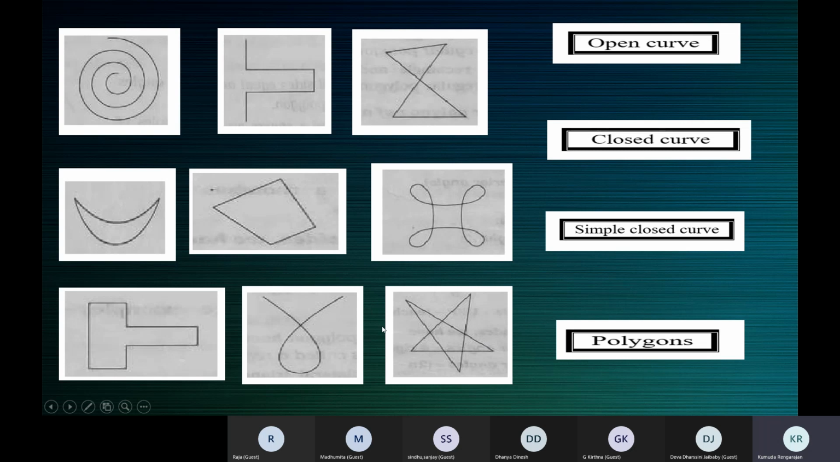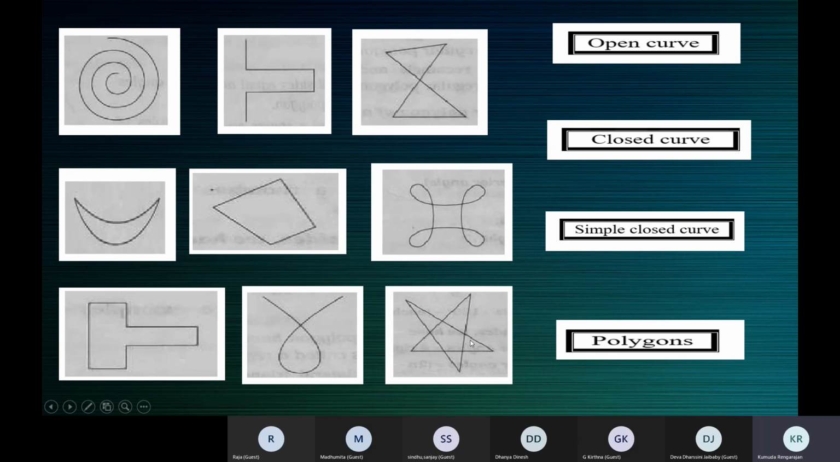All right, children, this is a curve because you can draw this figure without lifting the pencil. Just try it yourself. So it is a curve. And is the start point equal to the end point? Yes, ma'am. It is equal. Just in case you're not able to trace it, try it, children. The start point is equal to the end point. So it is a closed curve.